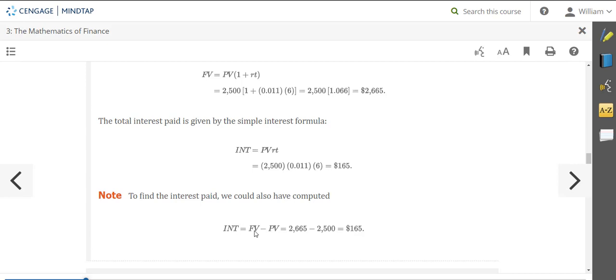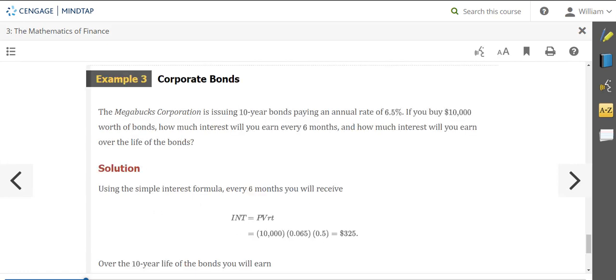Because that's the increase of the present value to get to the future value just by way of interest. So the interest is just the difference between the two. So that's also 165.